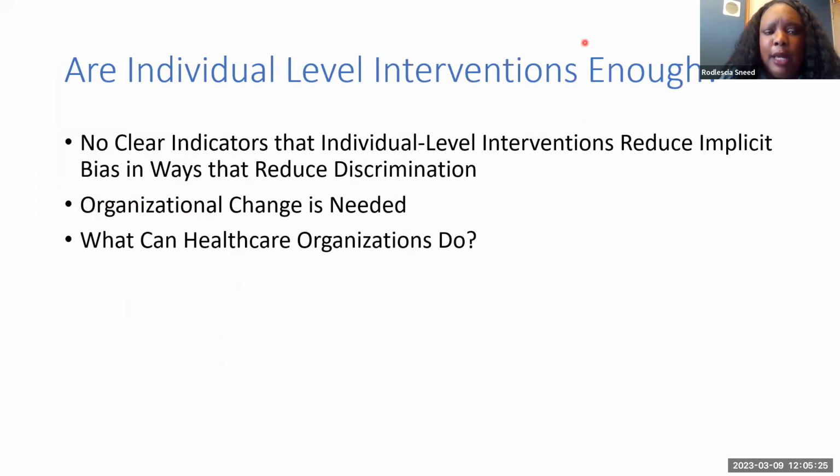So I've talked about these individual level interventions so far. But really the question that we should ask ourselves is, are individual level interventions enough? And the findings related to this are mixed, and there aren't really clear indicators that doing things on an individual level is enough to reduce implicit bias in ways that are actually going to reduce discrimination. And so as a result, there really is a charge for organizations to make changes. So I want to talk a little bit about what organizations can do at the institutional level to combat these biases and the discrimination that often results from them.